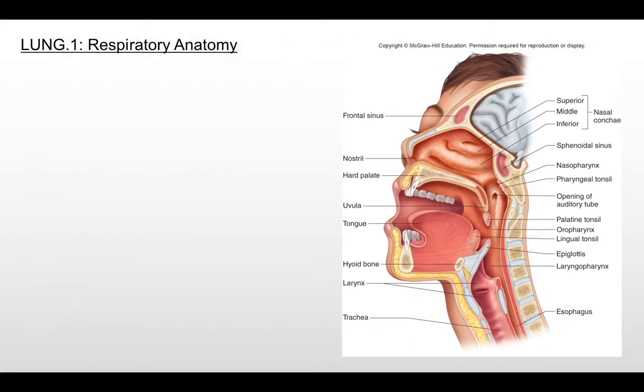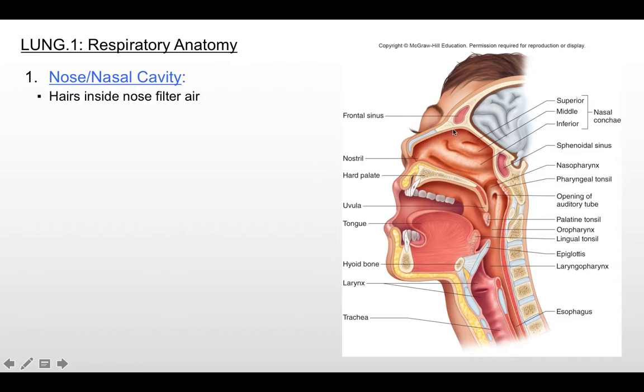In LUNG.1, you have to know the sequence of respiratory anatomy. So which structures is air passing by as it moves down into your lungs? So first is your nose and nasal cavity. You have a very narrow nostril right here that opens up into a much wider and larger nasal cavity.